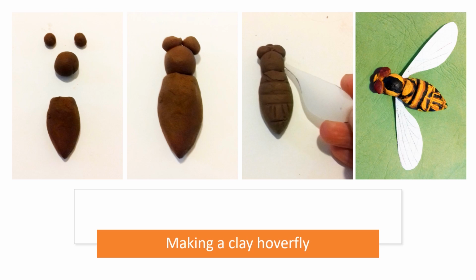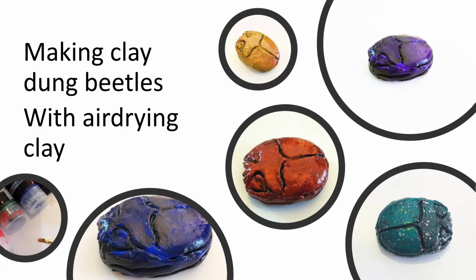We also made some clay dung beetles using the same clay. We made one and then we painted it lots of different colours, so you could imagine how you could have a whole set of little dung beetles, and each player could have a different colour. So one player could be red, one player could be yellow. We also used some sparkly and glittery paint for these as well.